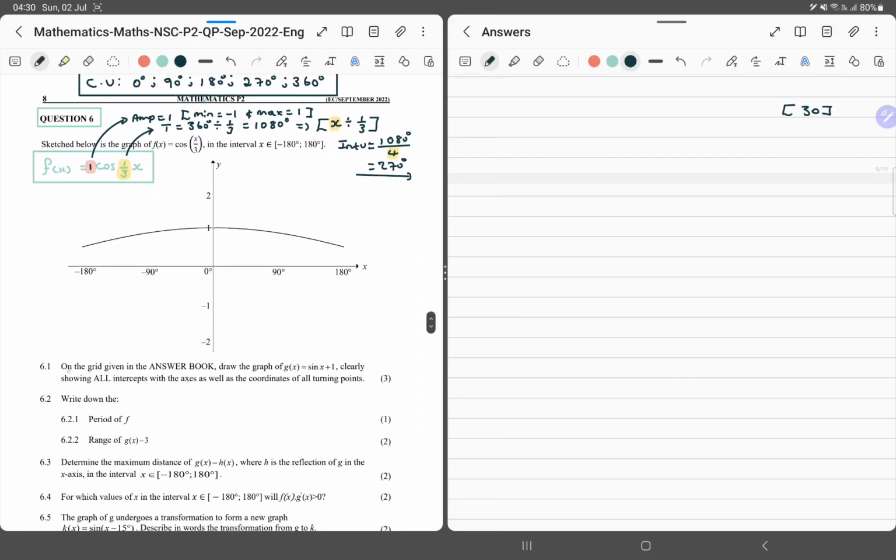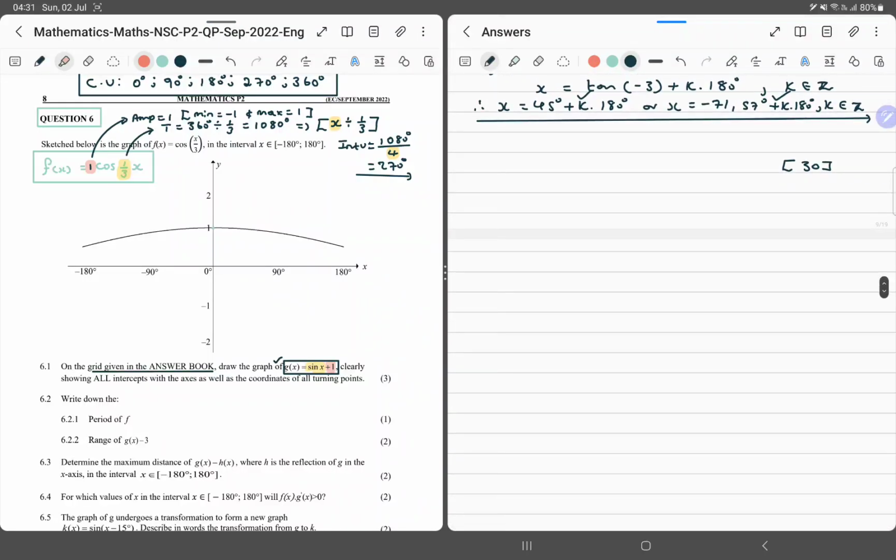So now it says on the grid given in the answer book, draw the graph of g of x is equal to sine of x plus 1. So basically all we can see here, this is the standard sine graph shifted vertically up by 1 unit. So otherwise the critical values don't change. It's just that their vertical position is what changes. Okay, so let's do question 6, nice and easy.